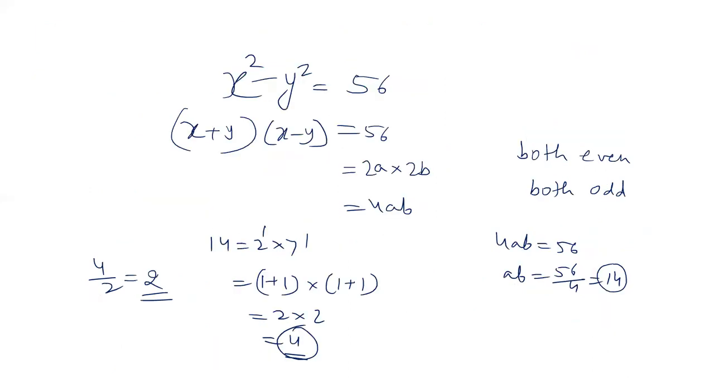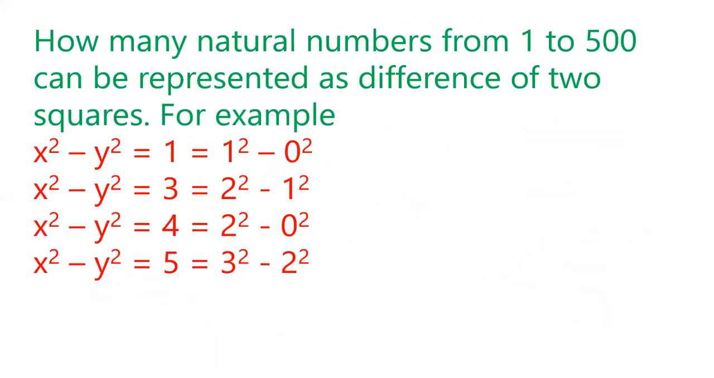Now applying this theorem, we have to find out. Now let's say there is another question. How many natural numbers from 1 to 500 can be represented as the difference of two squares? For example, x square minus y square is 1. 1 can be represented as 1 square minus 0 square. x square minus y square is 3, that can be written as 2 square minus 1 square. So from 1 to 500, how many such numbers exist?